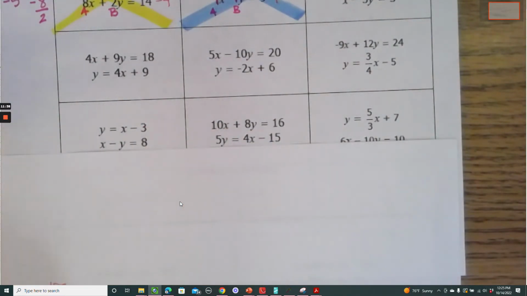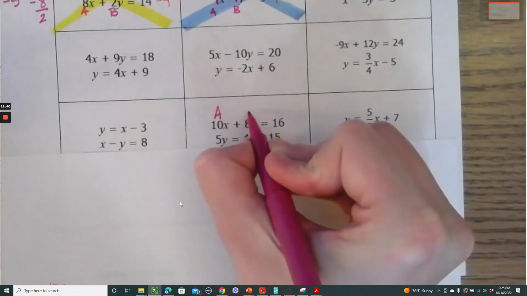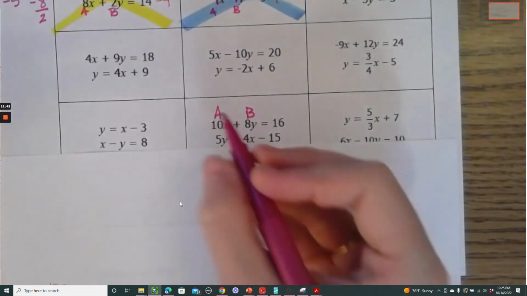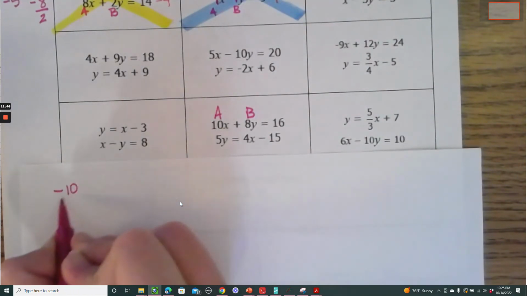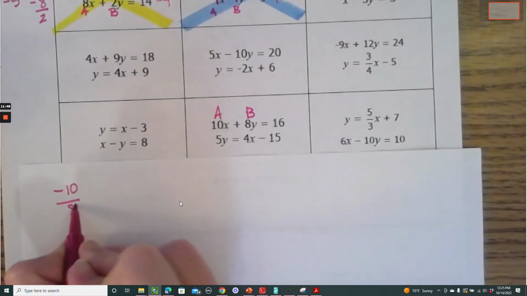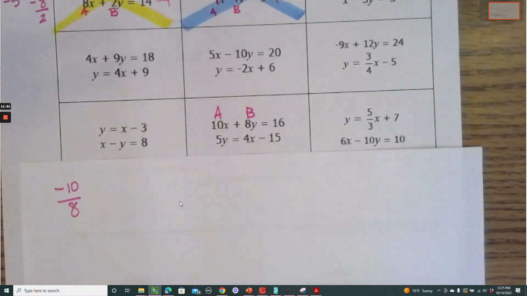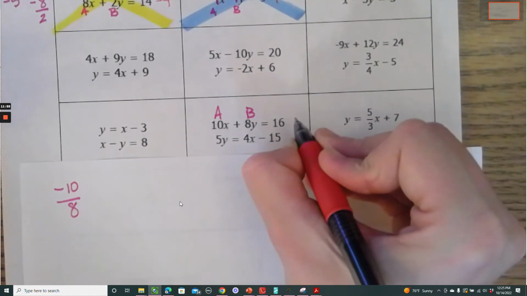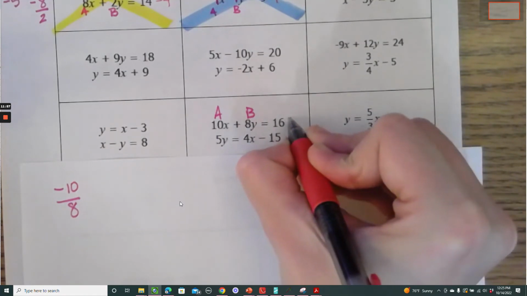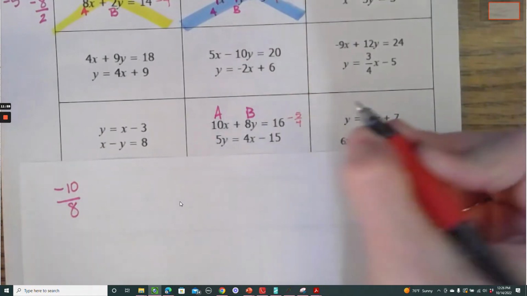All right, so we've got standard form for the first one. So negative a would be a negative 10, over b would be an 8. Somebody type that one in and simplify it for me. Negative 5 over 4. Negative 5 over 4.